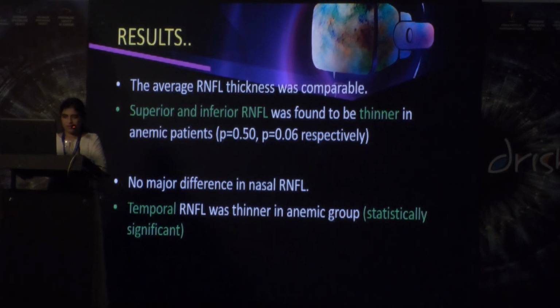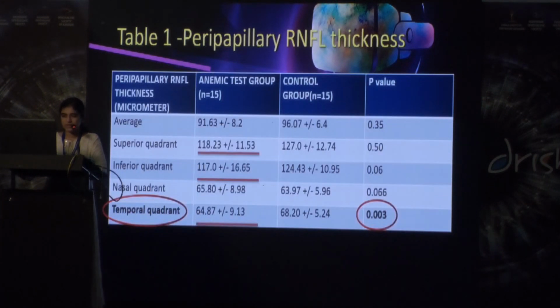The average RNFL thickness was comparable. As you can see in the figure, we found that the superior and inferior quadrant RNFL was thinner in the anemic group, but the p-value was not significant.